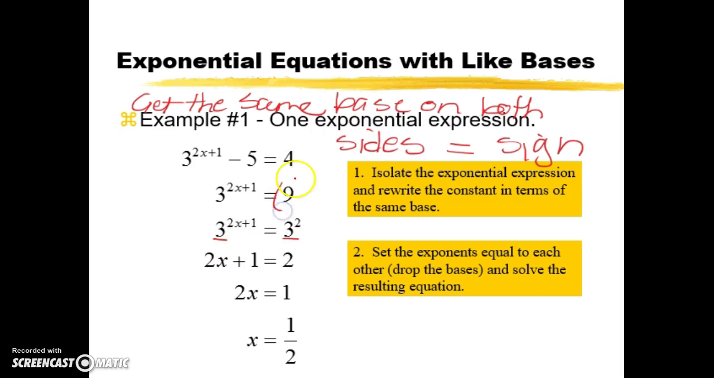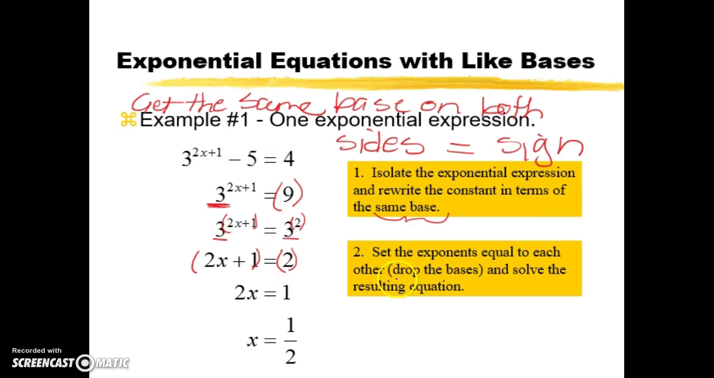So whatever number is over here, I want to be able to write it as a number that has a base of 3. Well, that's easy. We know 9 is equivalent to 3 squared. So this says isolate the exponential expression and rewrite the constant in terms of the same base. Set the exponents equal to each other. So once we've done that, we take the exponents of both expressions and set them equal to each other.